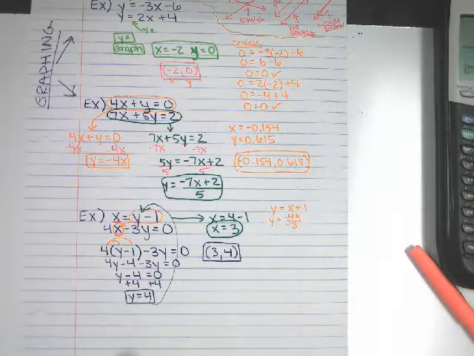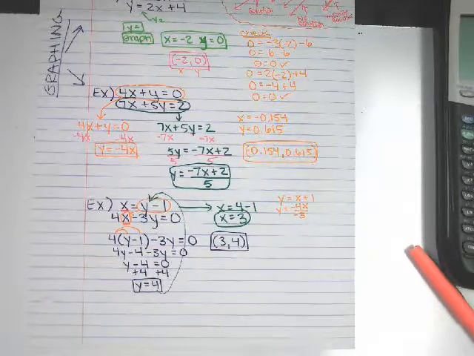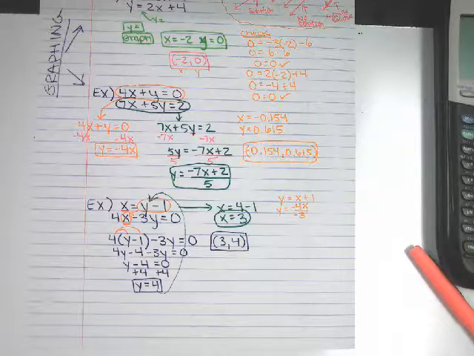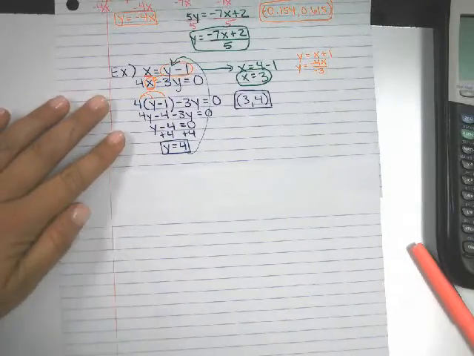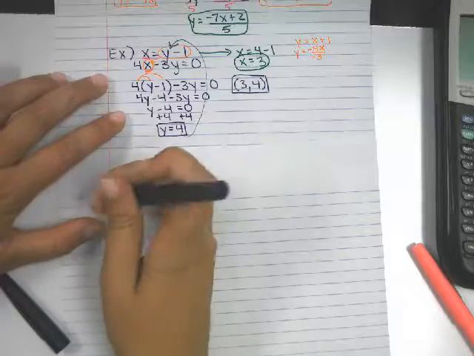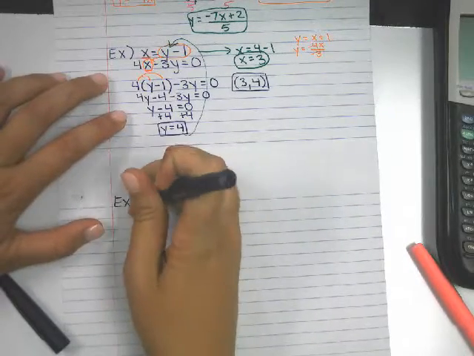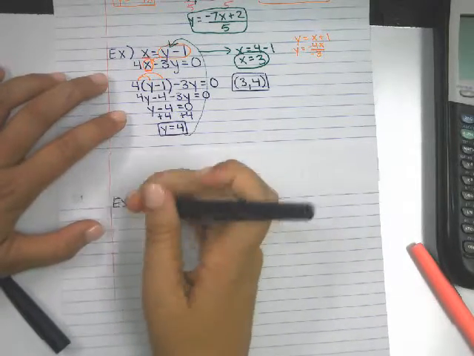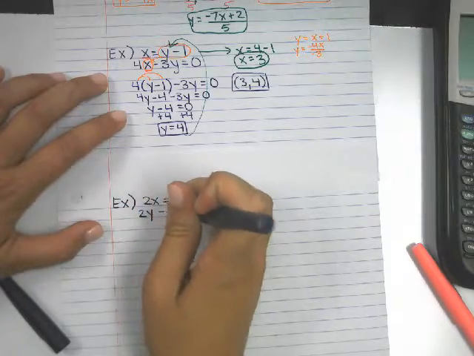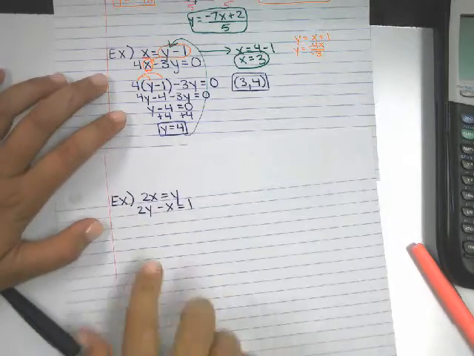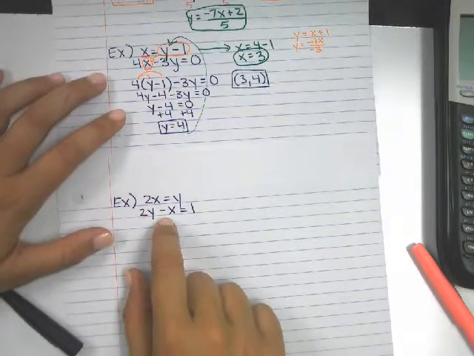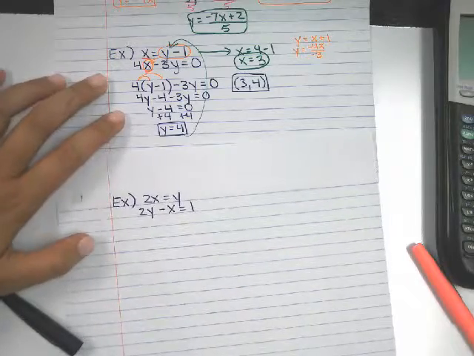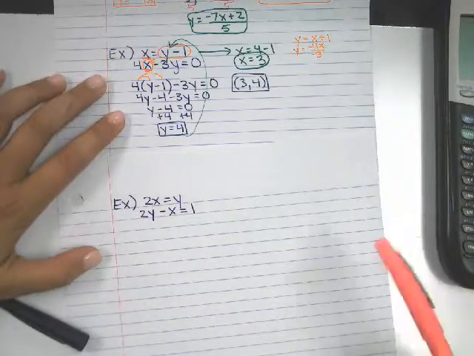All right, let's do one more. I'm going to change papers. All right, last example. 2x equals y. 2y minus x equals 1. This top one's already solved for y. The bottom one wouldn't take too long to solve for y, so you're absolutely welcome to graph. I'm going to do this one using the substitution method.